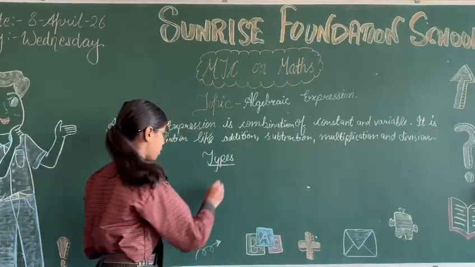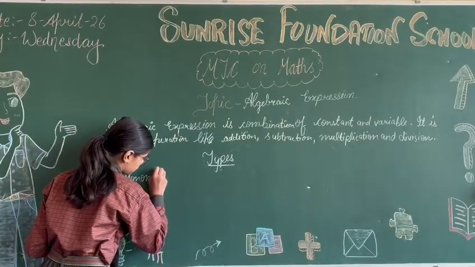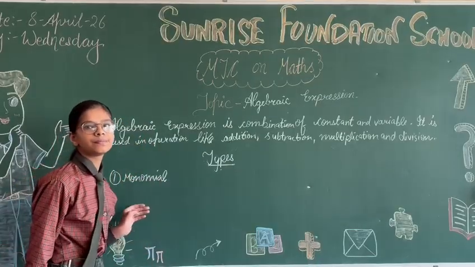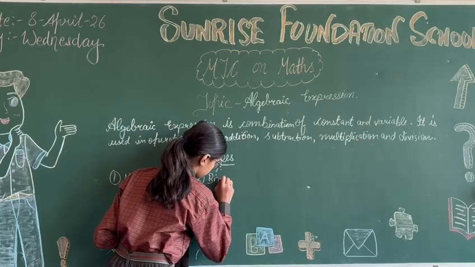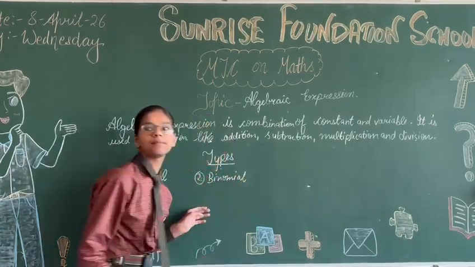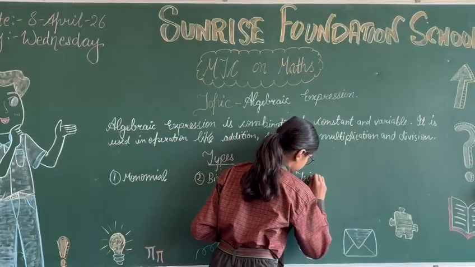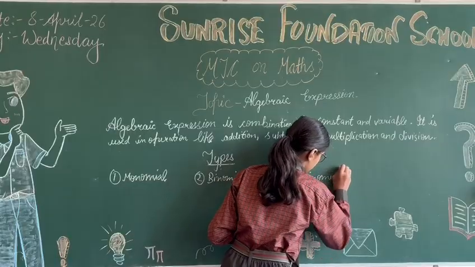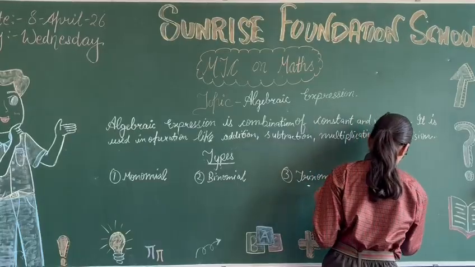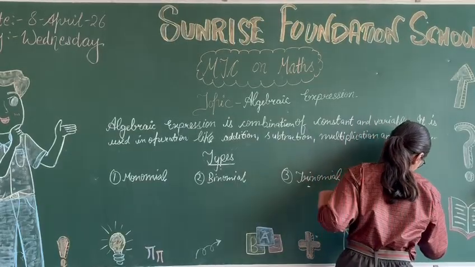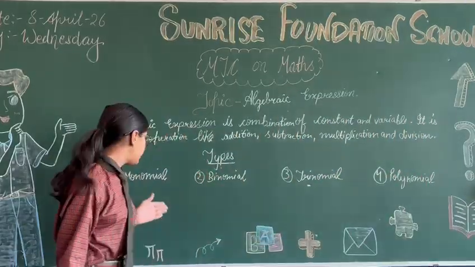First, monomial. Second, binomial. Third, trinomial. Fourth, polynomial. What is first? Monomial. What is second? Binomial. What is third? Trinomial. What is fourth? Polynomial.